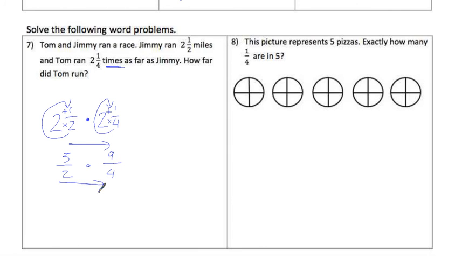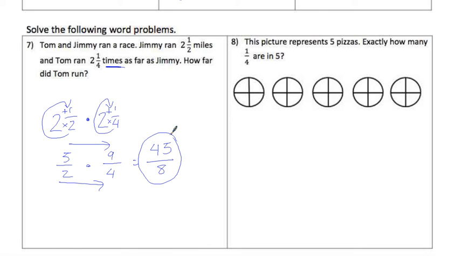Across the top, across the bottom. 5 times 9 is 45. 2 times 4 is 8. And there are no common factors, so we will let you leave it improper like that. So there is your answer.